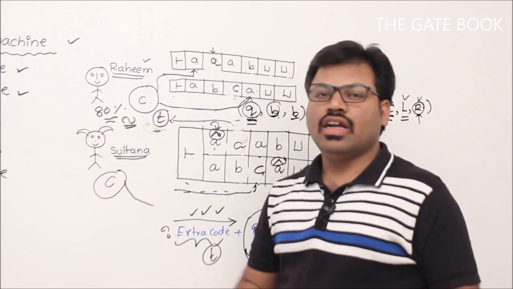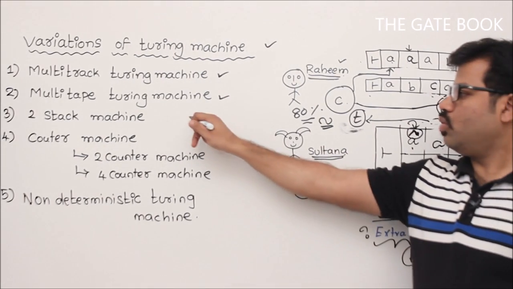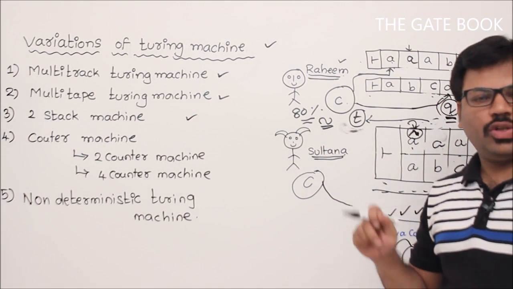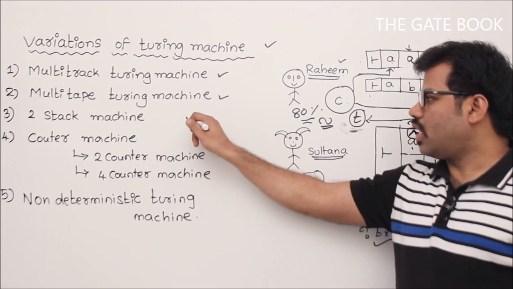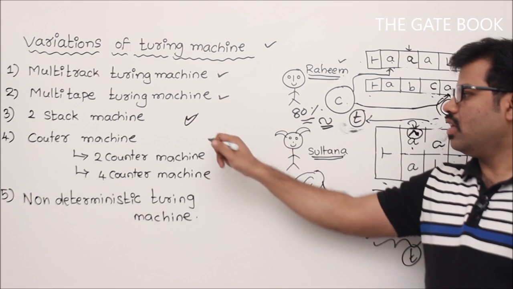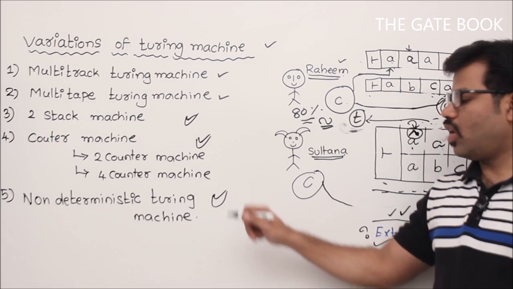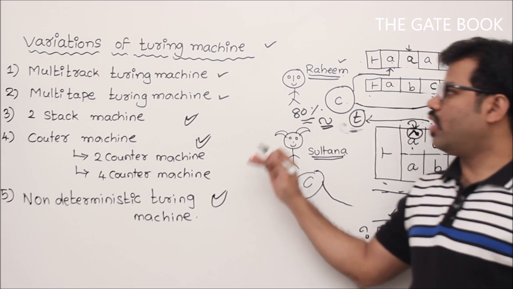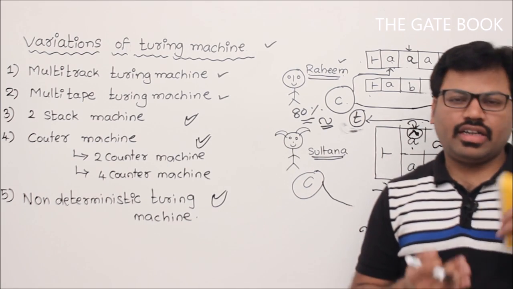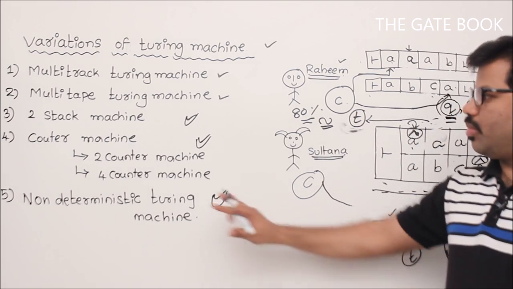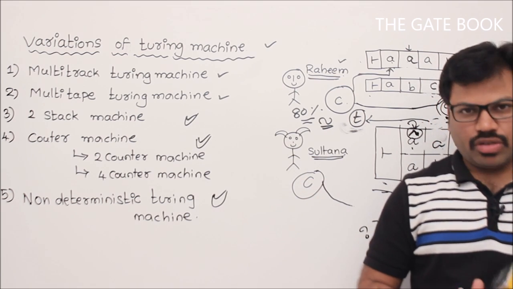They are all equivalent. Now we will see two-stack machine. So two-stack machine is also equivalent to your basic Turing machine, but I am not going to prove it. That's why what I do is I just explain what is two-stack machine, what is counter machine, what is non-deterministic Turing machine, but I am not going to prove that they are equivalent to your basic Turing machine. Okay, so they are a little bit complicated and it is unnecessary for GATE, but remember them, that two-stack machine, counter machine and non-deterministic Turing machine.